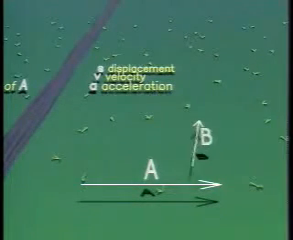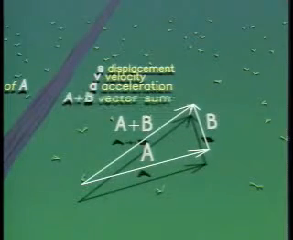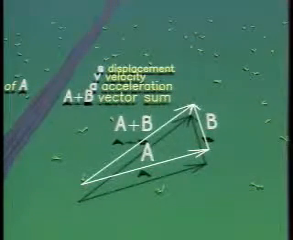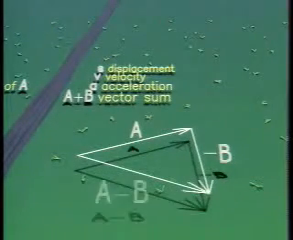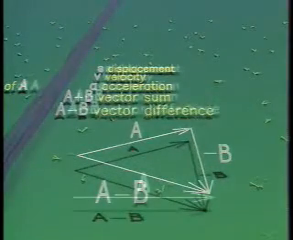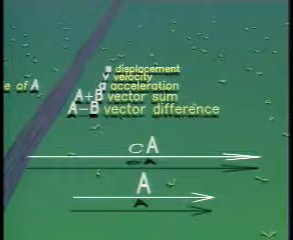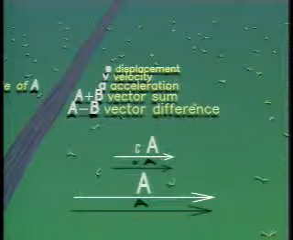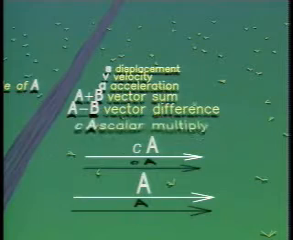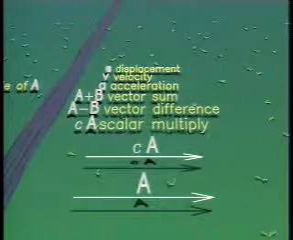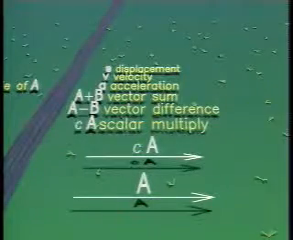For example, when two vectors are added together, the sum isn't merely a number, it's a new vector. Also, vectors can be subtracted from each other, and the result is another new vector. A vector can be multiplied by a scalar. This new vector has the same direction if the scalar is positive, but its magnitude can be different. Multiplying a vector by a negative scalar reverses its direction.